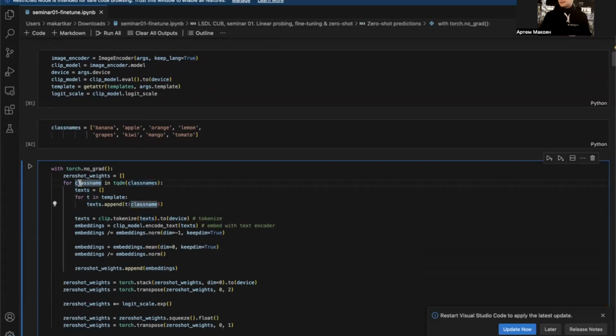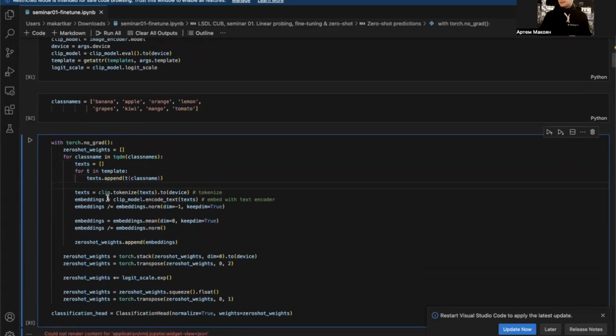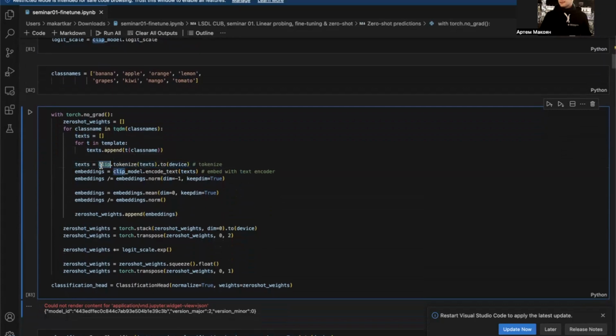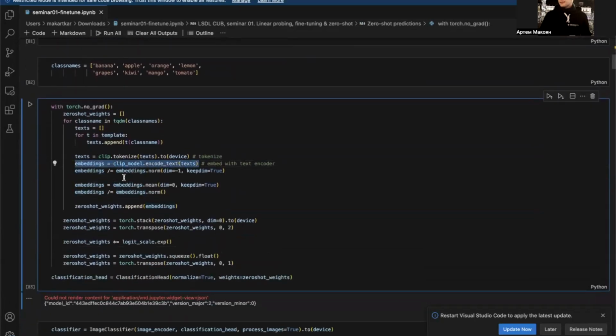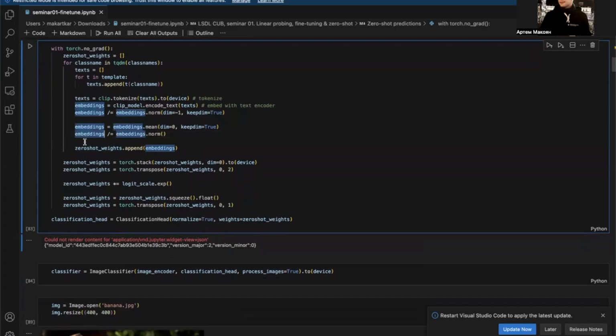For example, we have a class name, and we can put a photo of an orange, where the class name is orange. After, we tokenize the text with the CLIP library, use the text encoder to get the embeddings, normalize the embeddings, take the mean, and again normalize. To tell the truth, I'm not sure that we need to normalize before taking the average, but let's do the same as the authors. So we have embeddings, and we add embeddings to weights for each class name. So this is our row, and after that the zero-shot weights are matrices that we want to use as a linear layer.